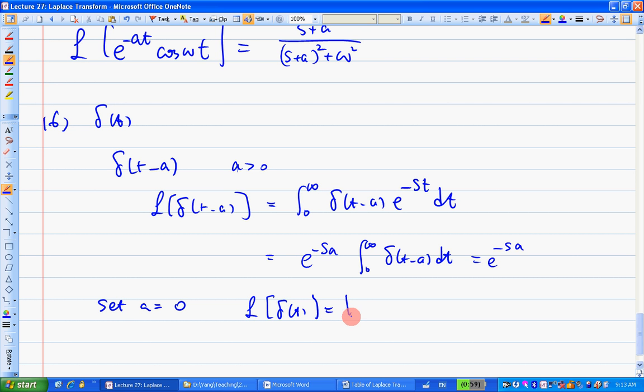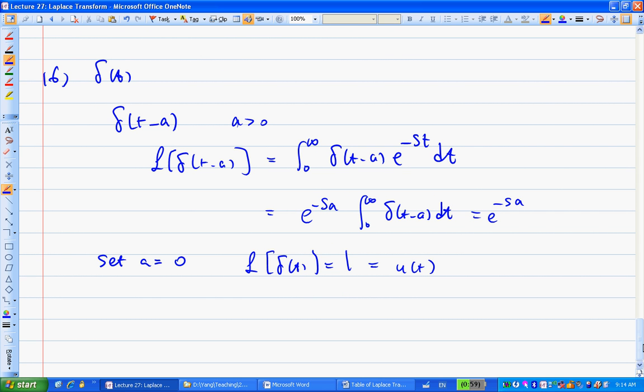Now, it's called 1, right? But actually, because we're talking about causal functions, this is actually what? U of t, exactly. This is basically a unit step function. Is that clear? Okay, good. So those are the typical Laplace transforms of typical functions.